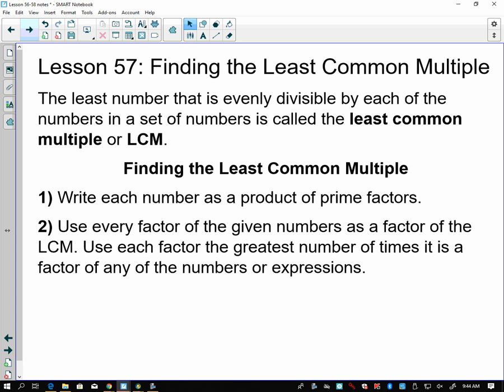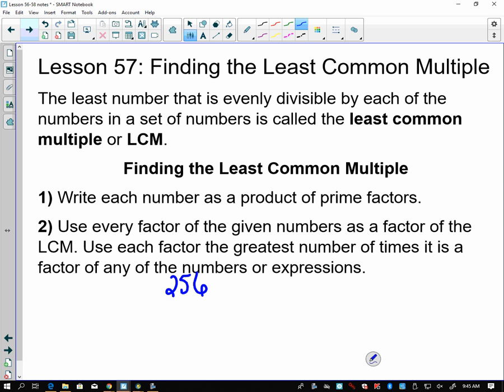So we would write each number as the product of prime factors. We take a number and break it down into its primes. Step 2, we would use every factor of the given numbers as a factor of the least common multiple. We use each factor the greatest number of times that it is a factor of any of the numbers or expressions. So let's see if we can find the least common multiple. Somebody give me a fairly large even number, like 256. Doesn't have to be a 3-digit number, but let's try a 2-digit number that's even.